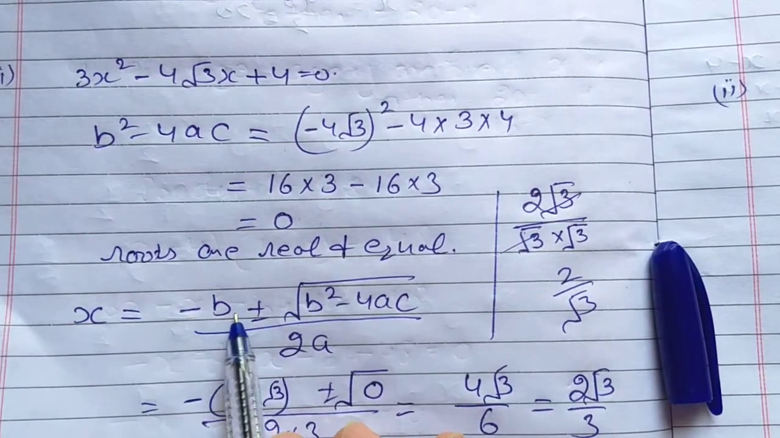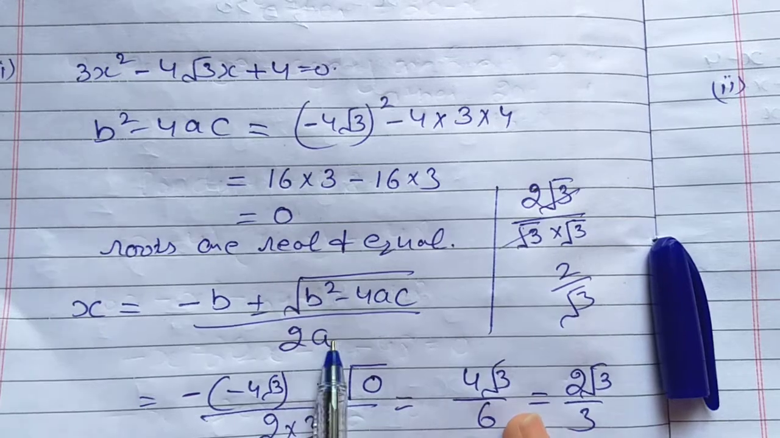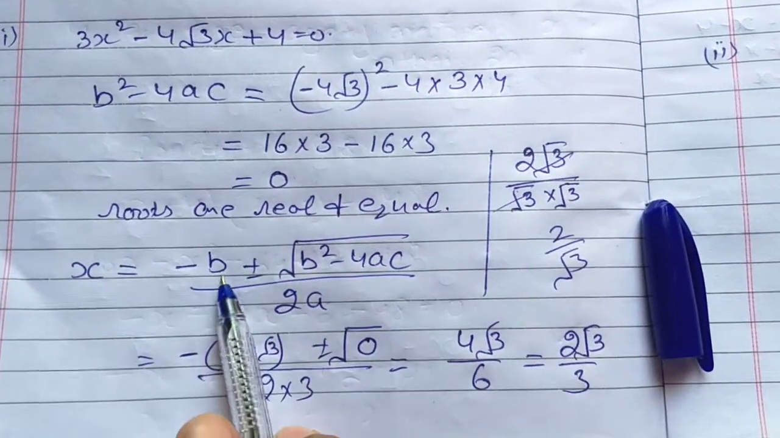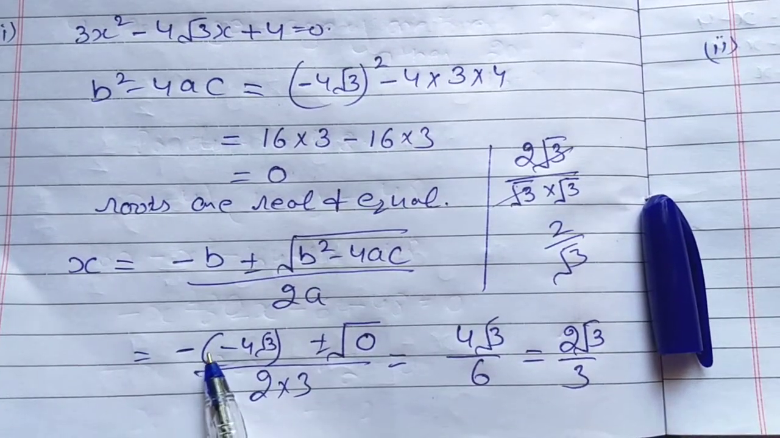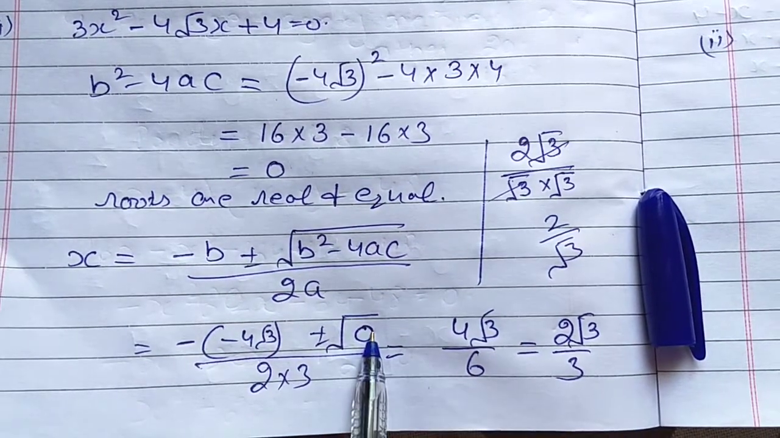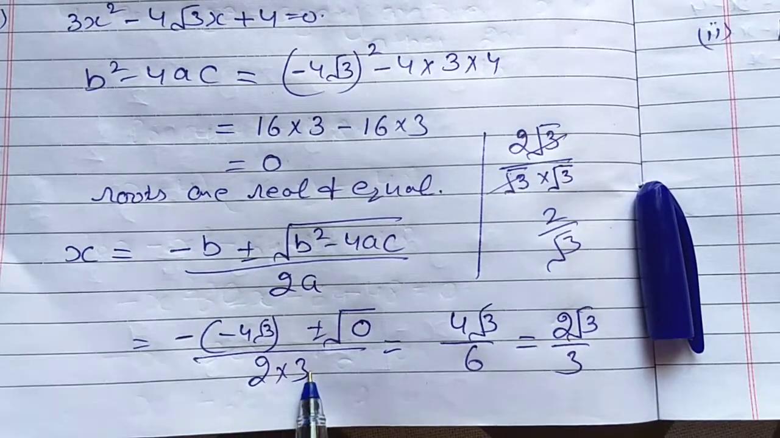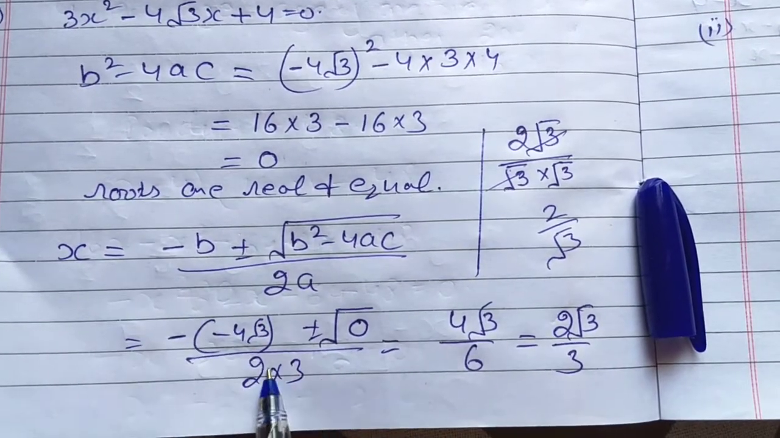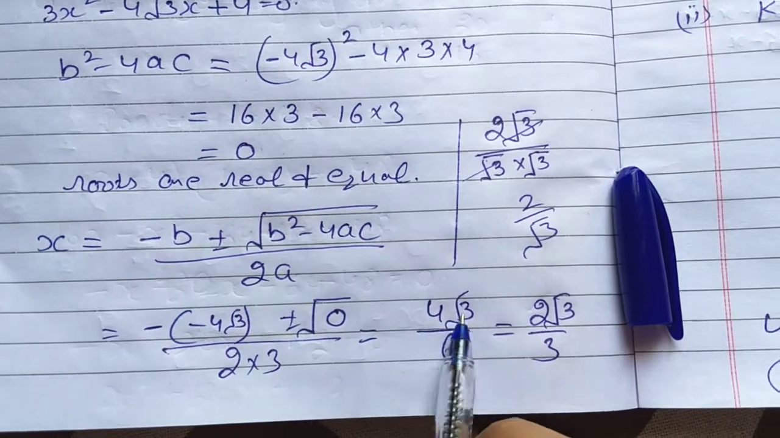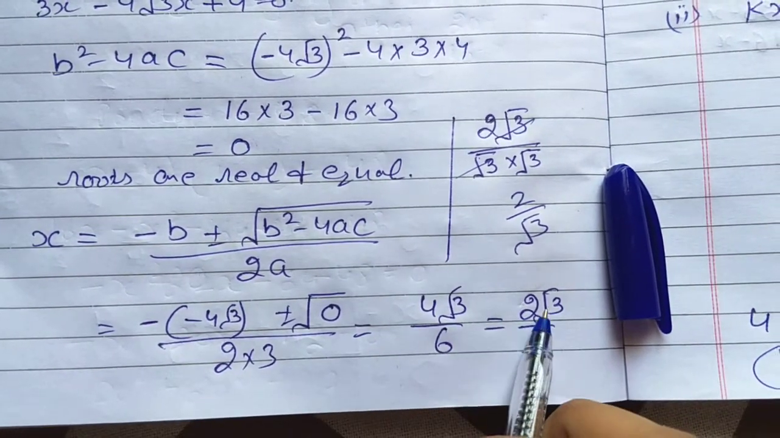x equals minus b plus minus the square root of b square minus 4ac, upon 2a. So put in the values. What is the value of b? That is minus 4 under root 3. Plus minus, the discriminant was 0, so we put 0 here, upon 2 into a. What is the value of a? That is 3. So solve it. Your value is 4 under root 3 upon 6. Cut it out, that is 2 upon 3 under root 3.